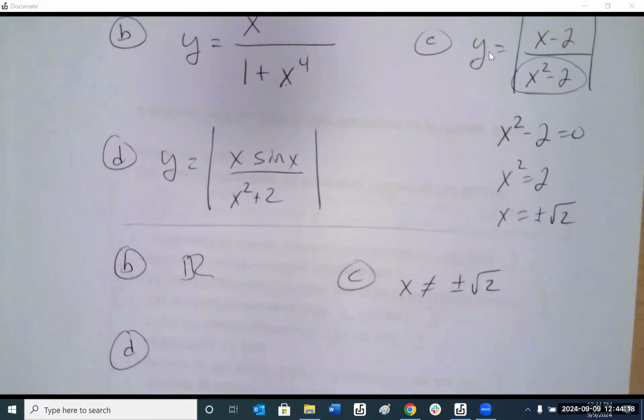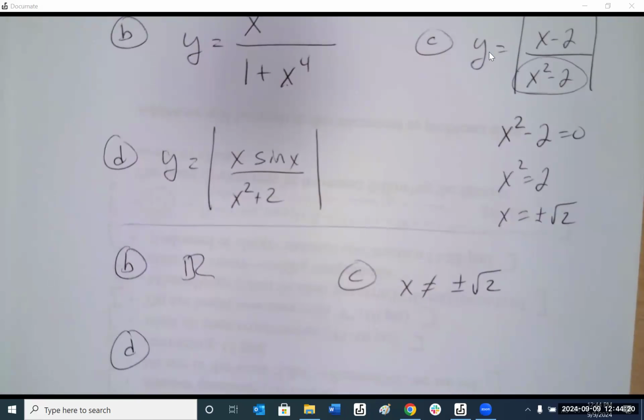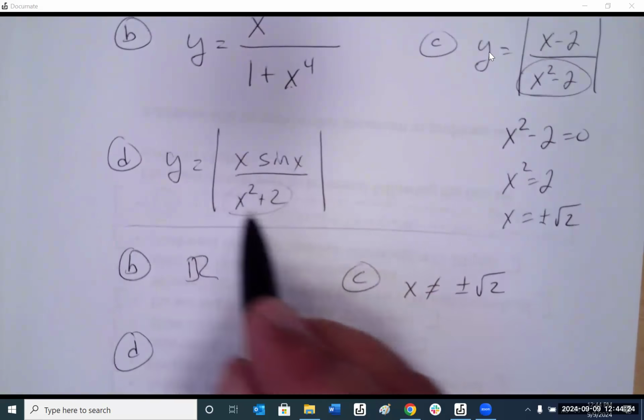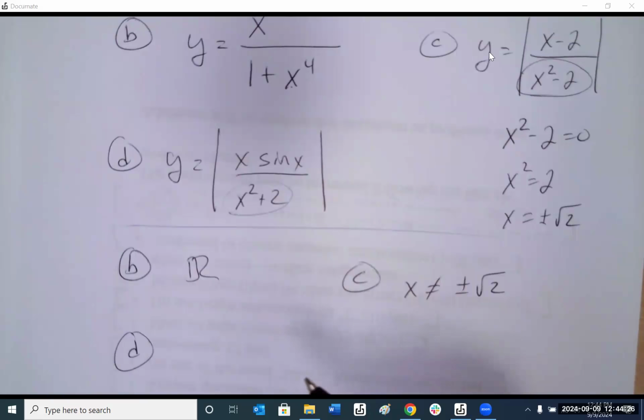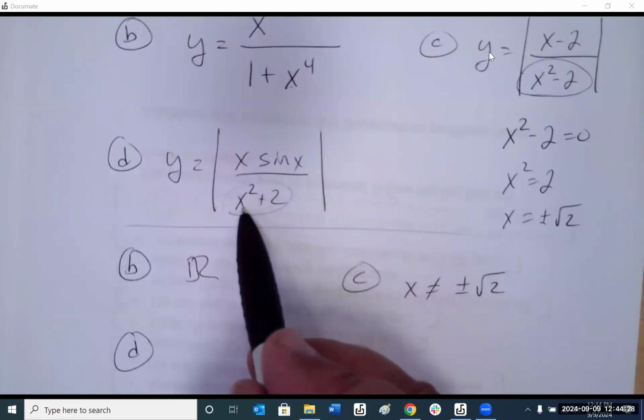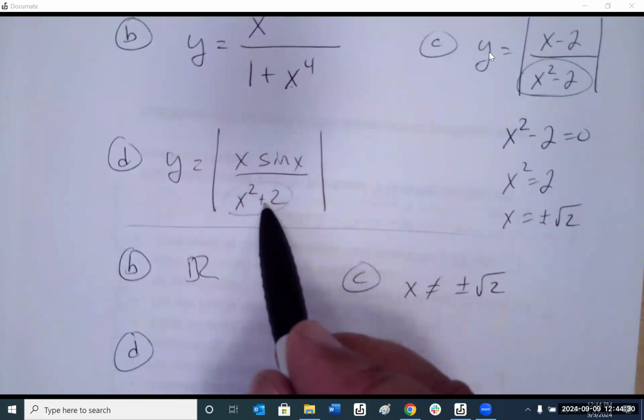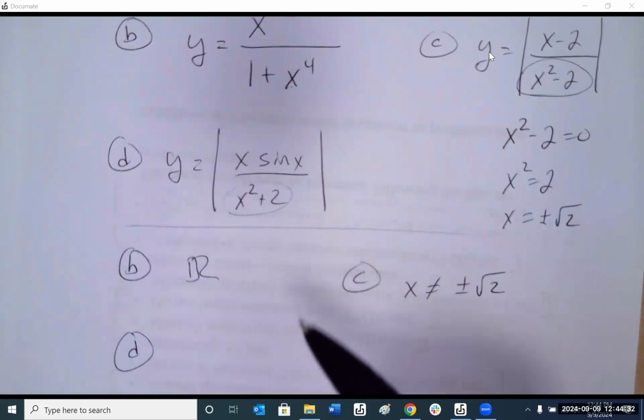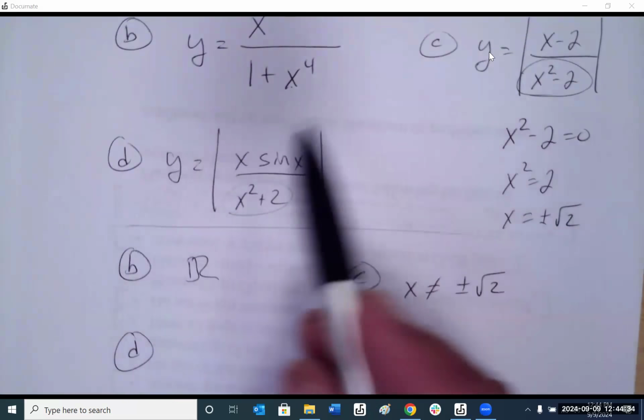And how about D? Can the bottom ever be zero? Nope. And so if x is zero, we get zero on top over 2. That's okay. There's no way, so this is continuous everywhere.